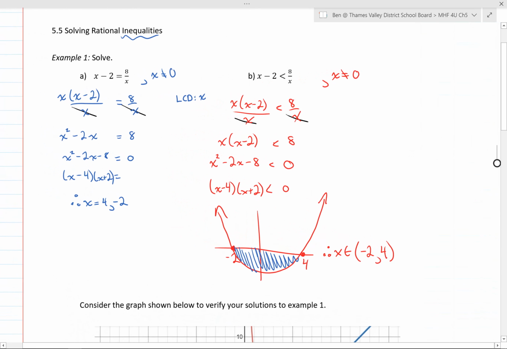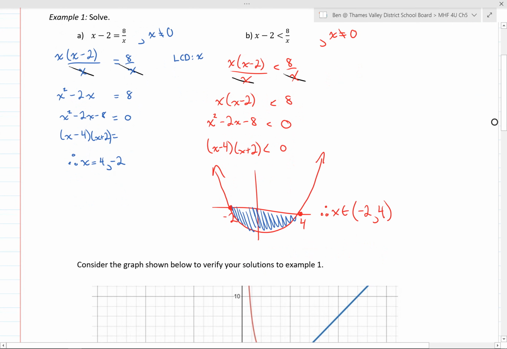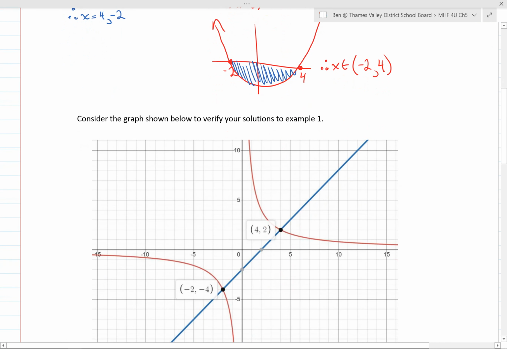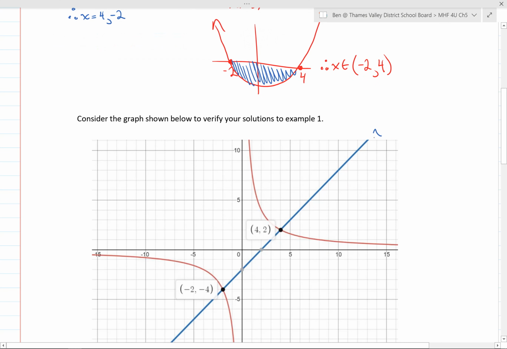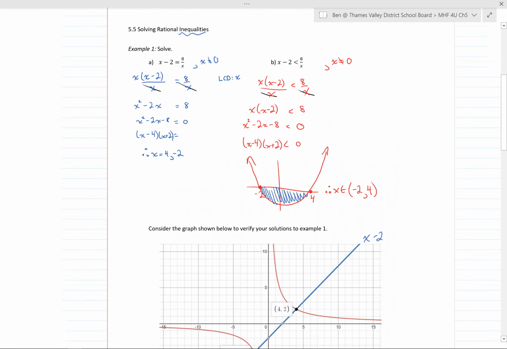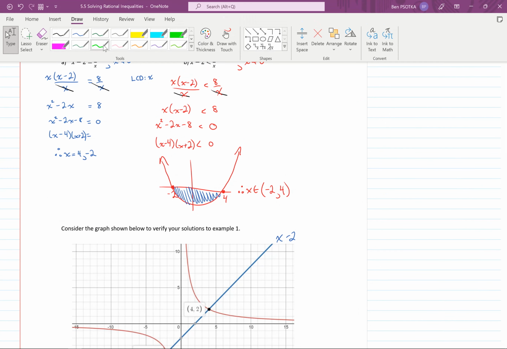Now, the only problem with this approach is if I graph x minus 2 right here, and that's graphed in blue. x minus 2 is the left-hand side from here. And I graph 8 over x.